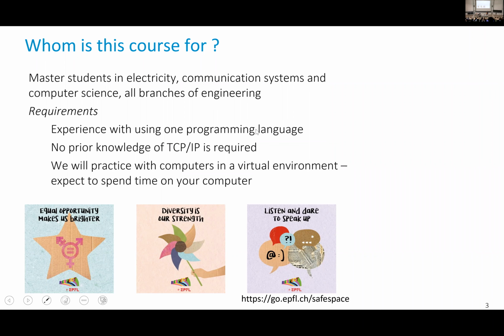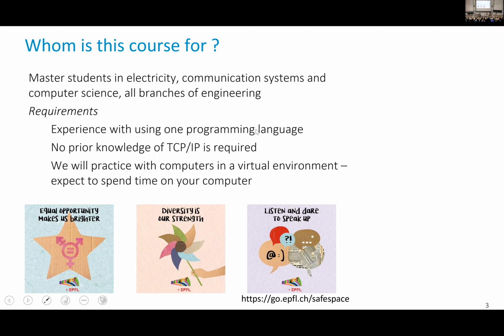Some programming is required. We will have some labs that require programming sockets. We do them in Python. If you're more comfortable with C++ or some other low-level programming language, it's also fine. And as I said, the lab will be in a virtual environment, so more about that.